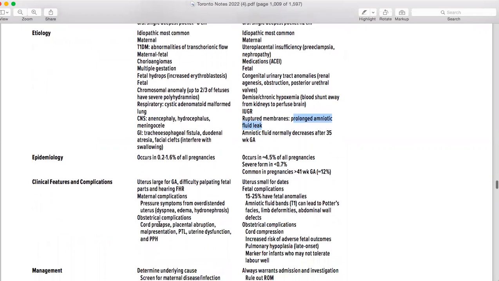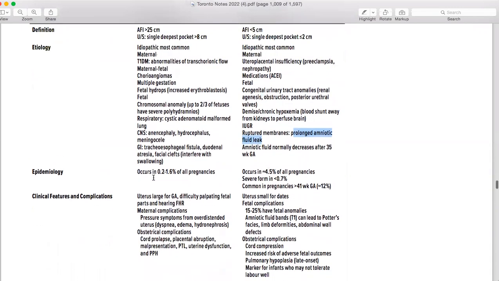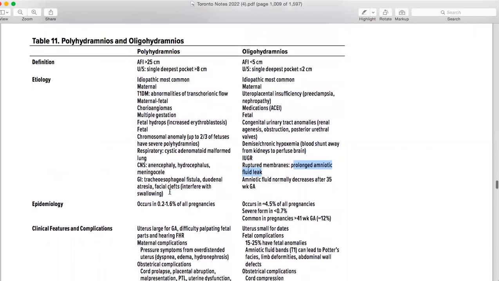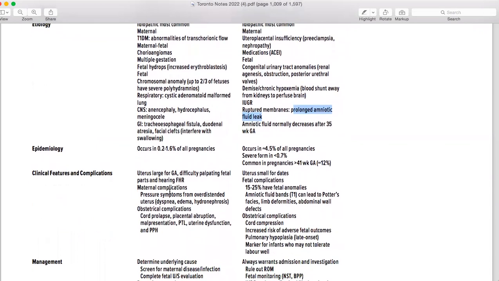Okay. Then comes the clinical features. What happened in the polyhydramnios, and then what happened in the oligo. Oligo, obviously, is too little fluid, so the baby is not easily movable. So the baby is restricted. The baby is not growing properly. The baby's facial features are disturbed. The baby's limbs are disturbed. Maybe the baby has omphalocele. The baby has gastroschisis. So all the abdominal wall defects and cord compression.